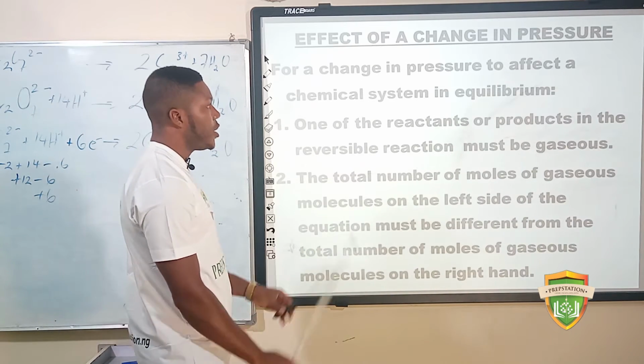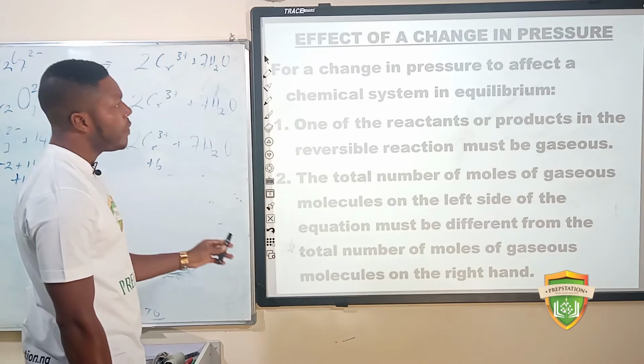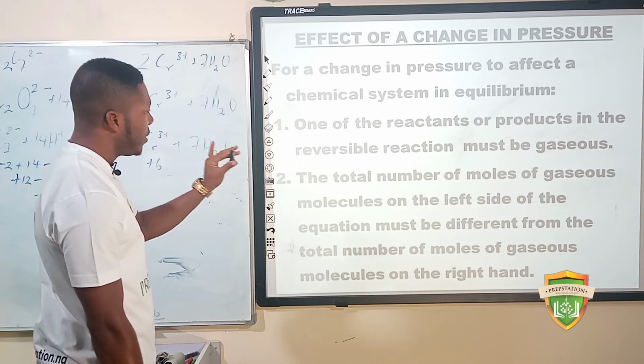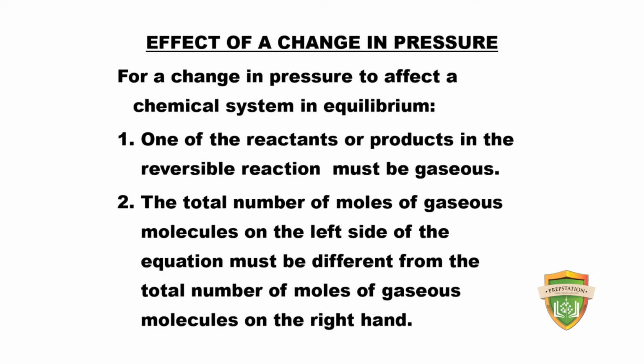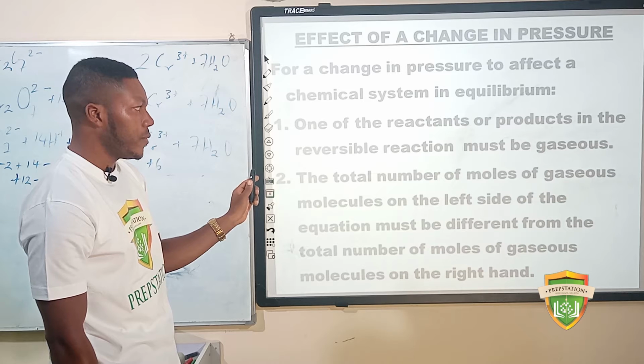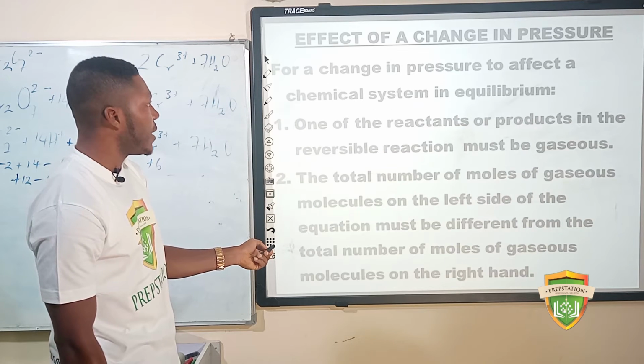Okay, another change. Effects of change in pressure. Now, these are the keys about pressure. For a change in pressure to affect a chemical system equilibrium, 2 things are involved. The first is that one of the reactants or products in the reversible reaction must be gaseous. If this condition is not met, there is no effect of pressure in that particular reaction.